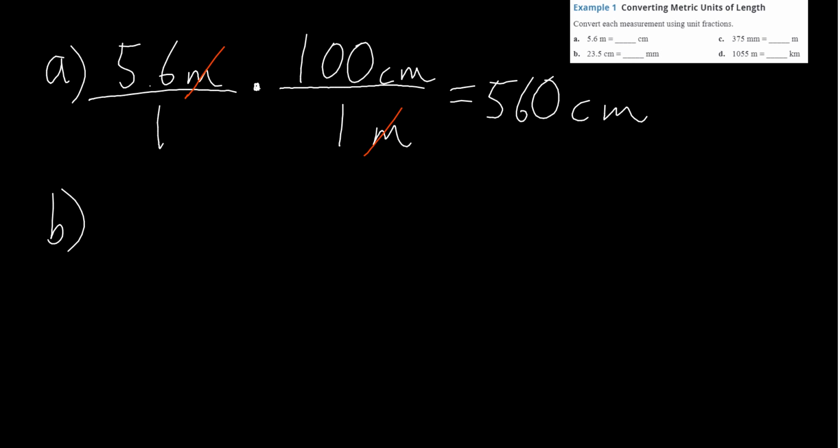B, all right, 23.5 centimeters to millimeters. So we are going to have the exact same method to do this. So 23.5 centimeters. Again, you don't have to put the 1. I just put that there so we can really understand why we are multiplying, or how we are multiplying our fractions.